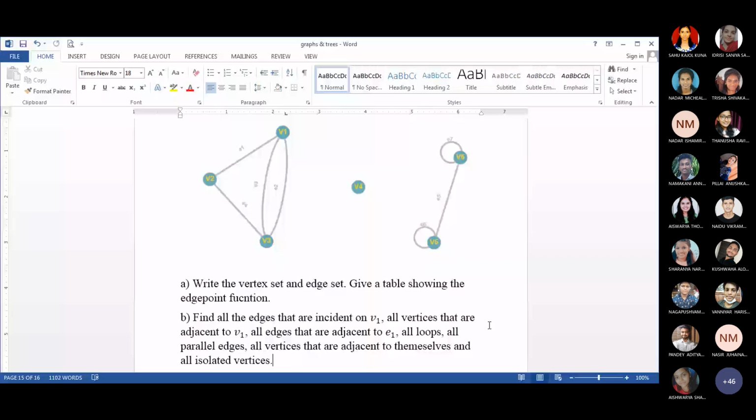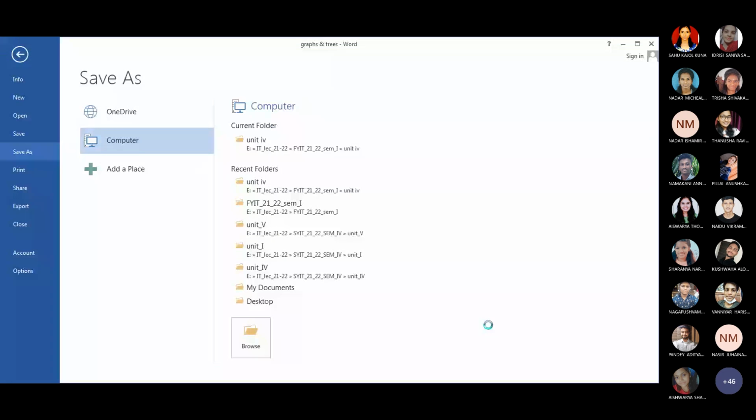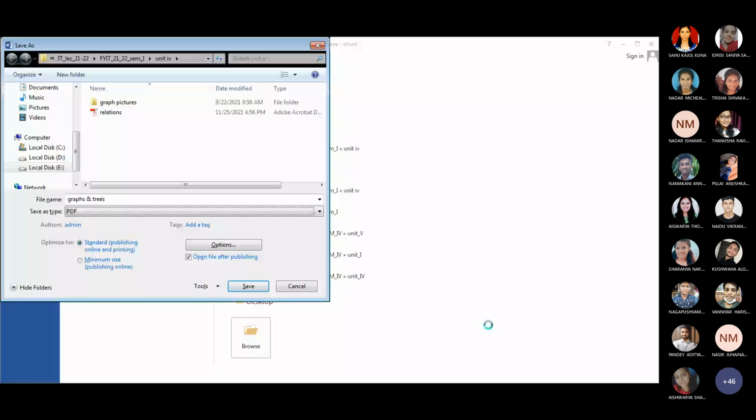What is the degree of V4? No degree. So that is 0. Okay, the degree of V4 is 0. So is this clear? Yes, sir. Fine. So this completes our unit 4.